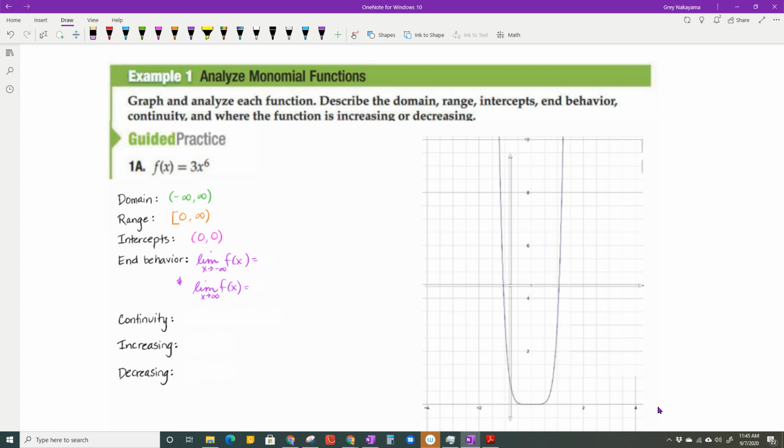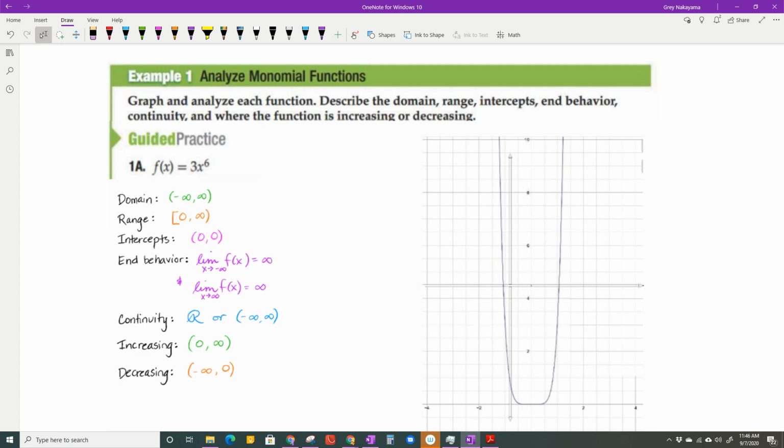End behavior, okay, so same thing that we are doing with our limits. As x approaches negative infinity, the graph is going to positive infinity, and they have to be the same because it's an even exponent. Continuity, again, I can trace the whole thing, so all real numbers, negative infinity to positive infinity. Increasing: remember, we start at the left side, and I am decreasing first until I get to 0, 0, and then I'm increasing. So you can say decreasing is negative infinity to 0, and increasing is 0 to infinity. And that's all you have to be able to do.